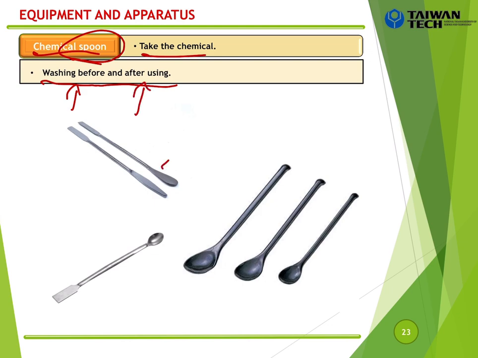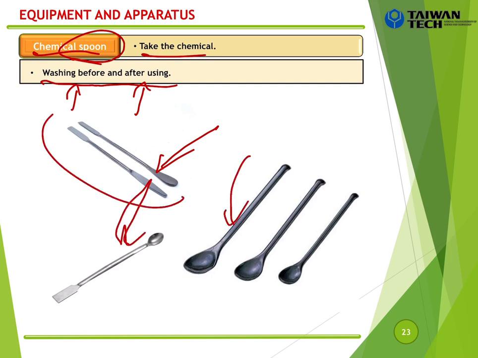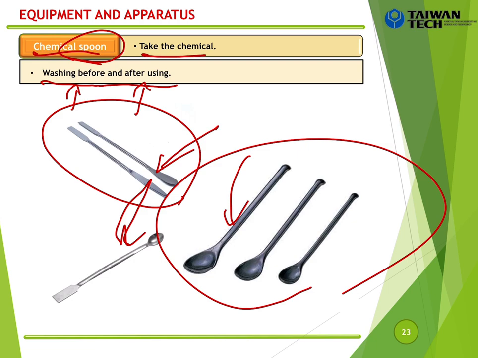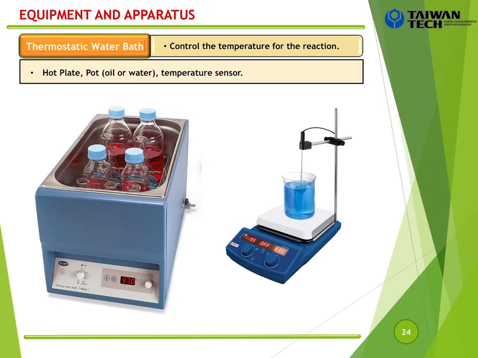Okay, we may have this cup spoon, or maybe this cup spoon, or maybe this cup spoon. We may have the metal one, or maybe the plastic one. It depends. And we also have the thermostatic water bath. It means that you can control the temperature for your reaction. So you can set the temperature here, and then the water inside will be at this temperature for your reaction.